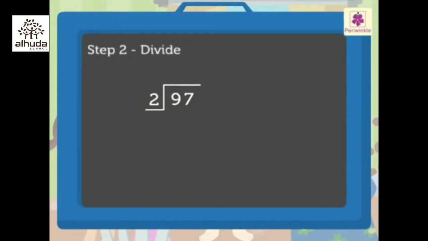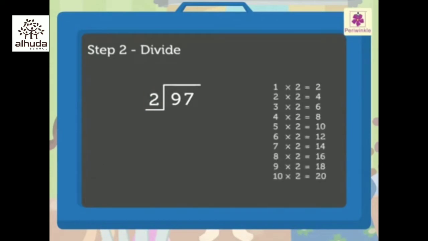So, step 2 is doing the division. Here, as the divisor is 2, we use the table of 2's to find a product which is equal to or less than and nearest to the digit of the dividend, that is 9. So, the nearest product is 8. Hence, we write 4 above 9.